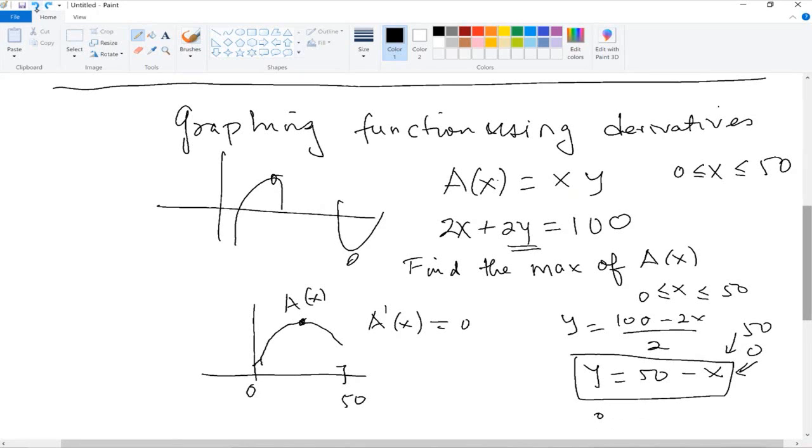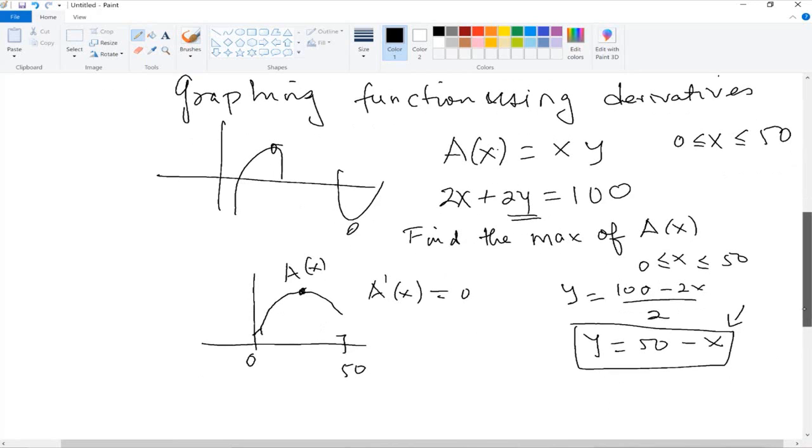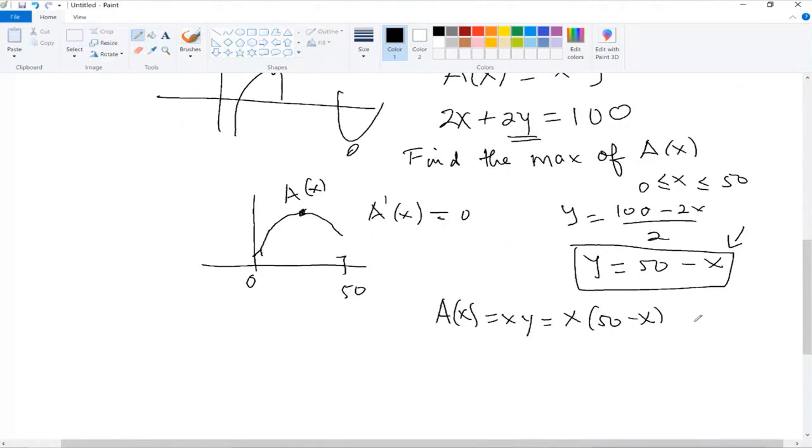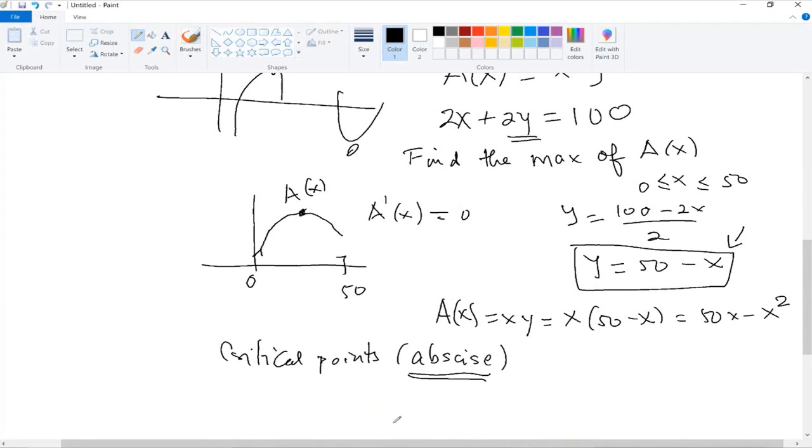After that, you replace and say, with this, you got A(x) equal to xy, two variables, but this is equal to x times (50 minus x), and it gives you 50x minus x squared. You have a critical point. I don't know if that is an English word.